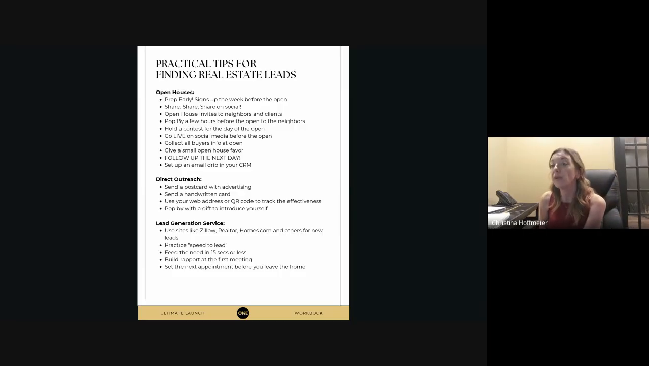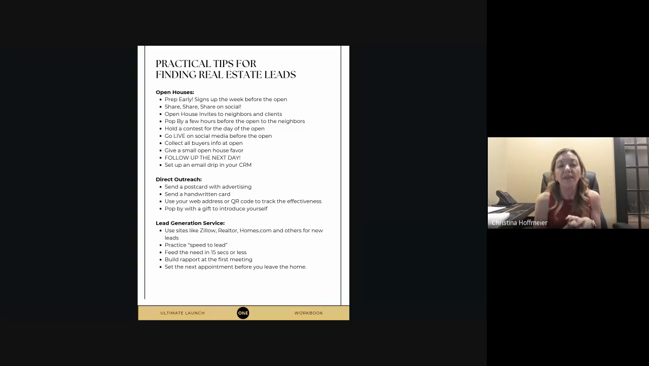Give a small open house favor. This could be something as simple as a customized pen with your business card attached. It could be something elaborate like custom cookies. I've done that before. Custom cookies, water bottles with your label on it. I've even done little tiny swag bags with snacks and stuff in it. I mean, let your imagination run wild.